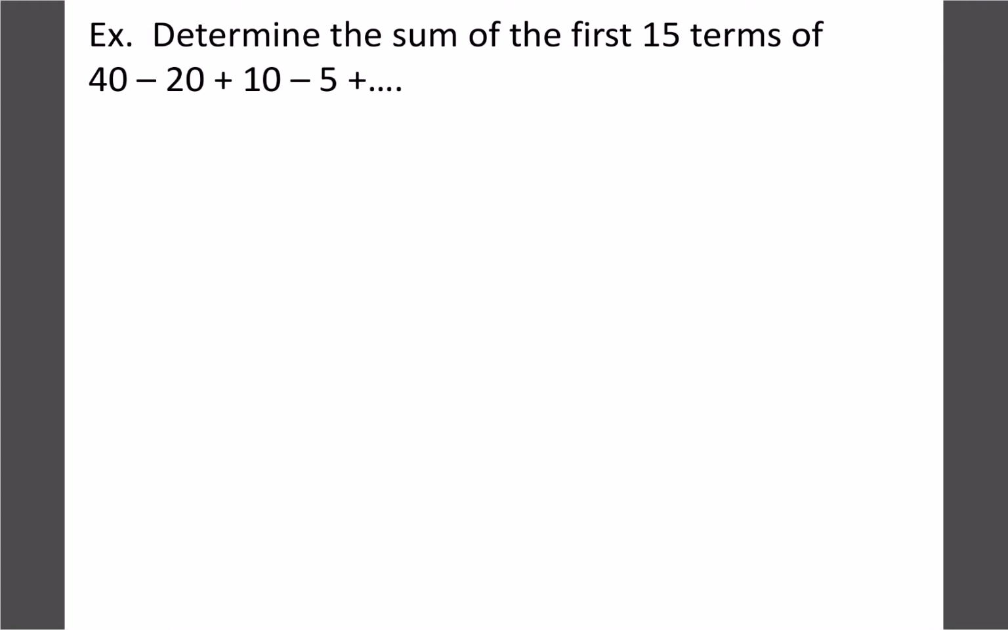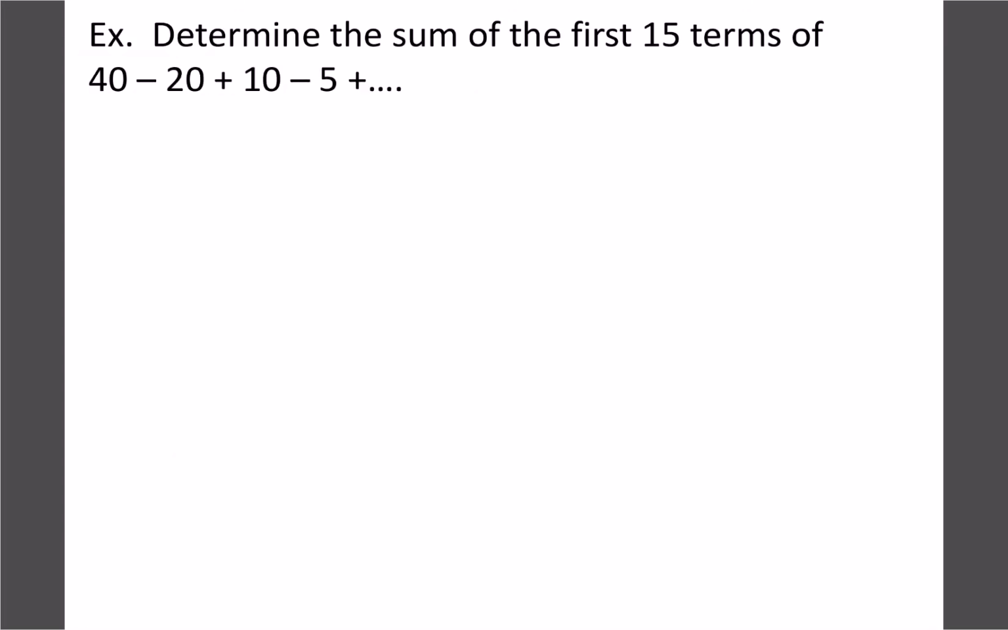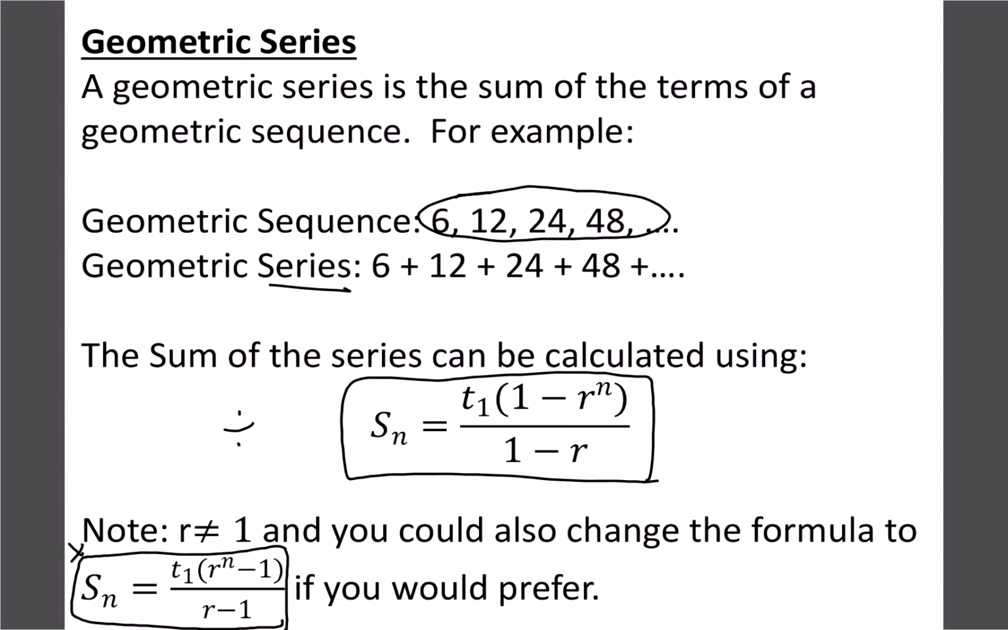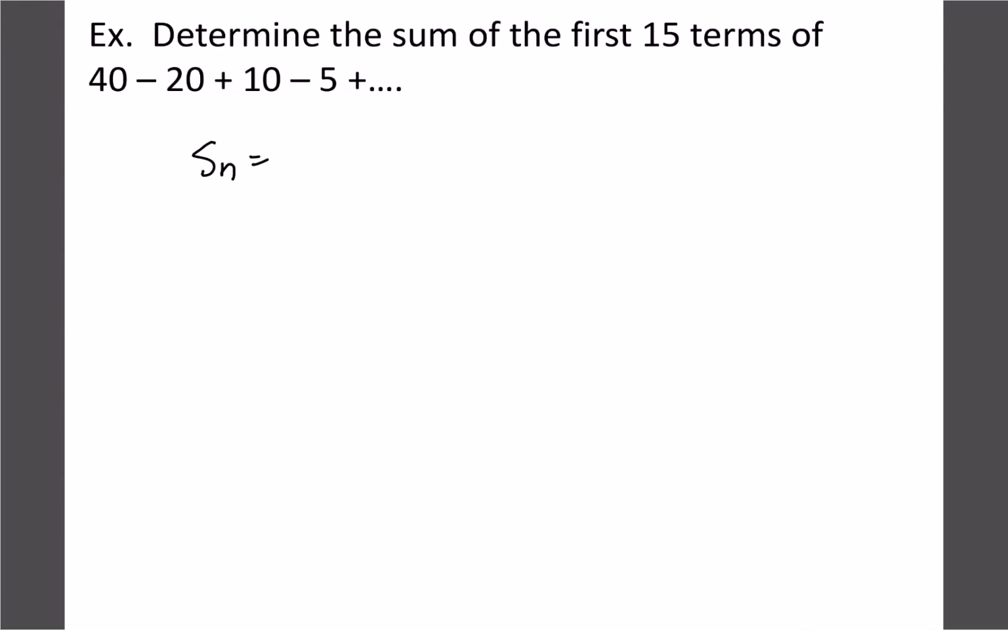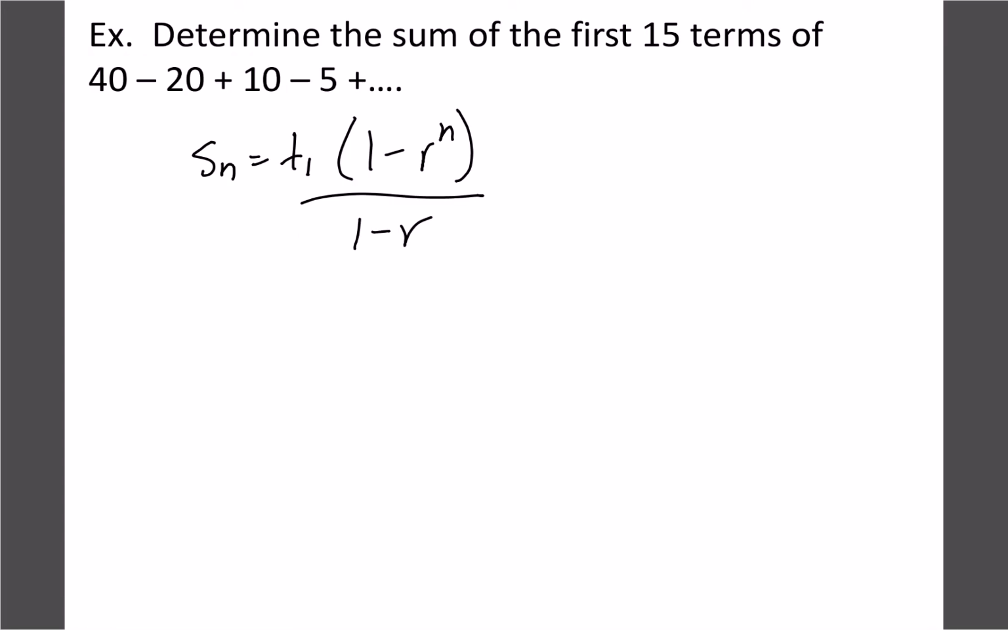This one says, find the sum of the first 15 terms. Going back to our formula, we need to know our R, the number of terms, and term 1. If we look at this one, we can see we're dividing, so let's use our first formula: T1 times 1 minus R to the n, divided by 1 minus R. We want the first 15 terms, so term 1 is 40. Our R is dividing by 2, so we'll write that as a half. We want 15 terms, so it'll be half to the 15, divided by 1 minus a half.